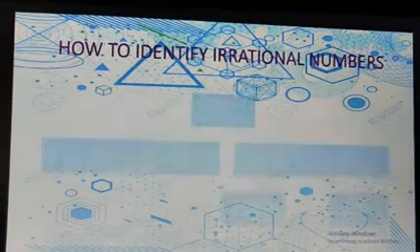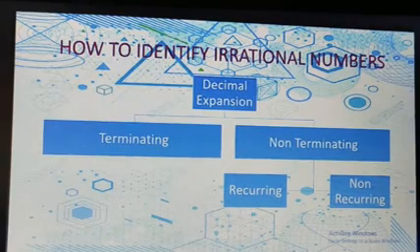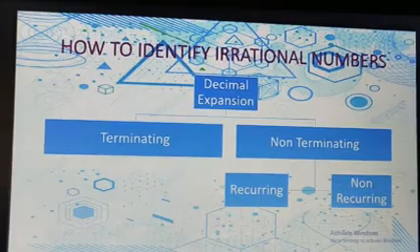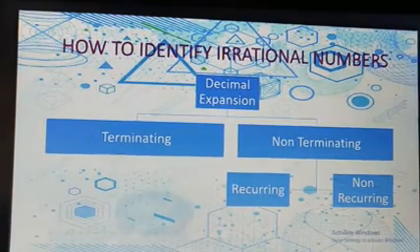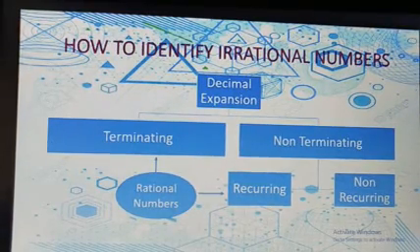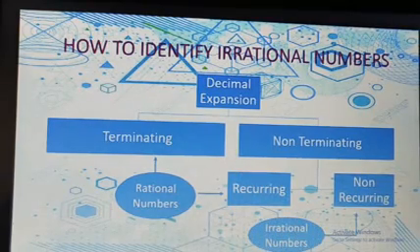Now, if we talk about decimal expansion, the number can be terminating or non-terminating. If it is non-terminating, it can be recurring or non-recurring. So a decimal expansion which is terminating or recurring is known as a rational number. But if the decimal expansion is non-terminating and non-recurring, such numbers are known as irrational numbers.